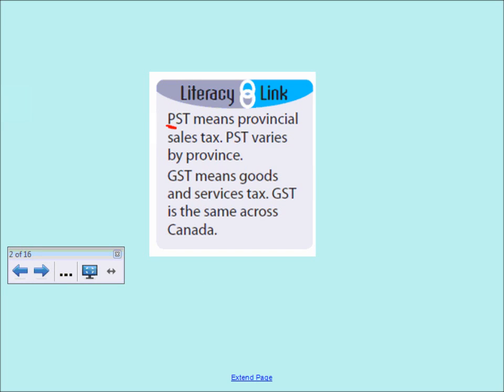PST, when you see PST as opposed to GST, it means provincial sales tax. In Alberta, we don't have any provincial sales tax, but each province gets to set their own provincial sales tax. It can be as high as 10, 12, 14%, or as low as zero. So GST means goods and service tax, which means it's all across Canada, not just one province. Okay, so Alberta has 5% GST and 0% PST. If you were in Saskatchewan, let's say, they would have a percent sales tax that they would have to add on.